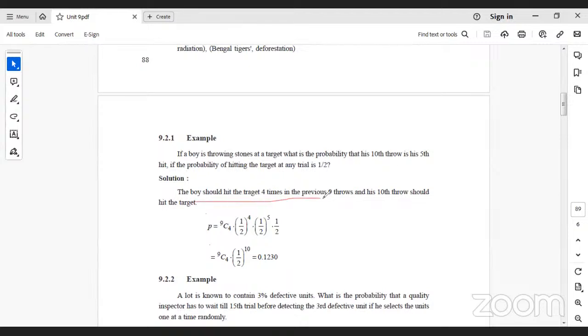The boy must hit the target 4 times in the previous, that is, 9 throws, and the 10th throw should also be a hit. For the 9 throws it is 9C4, times 1/2 to the power 4, times 1/2 to the power 5. In the last 4 there are successes. Tell me the value of 9C4: 9 factorial by (9 minus 4) factorial into 4 factorial.